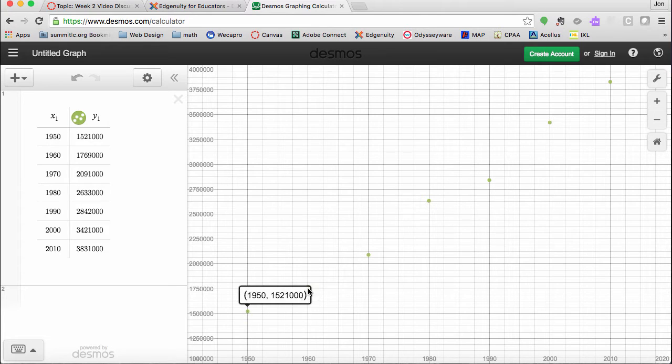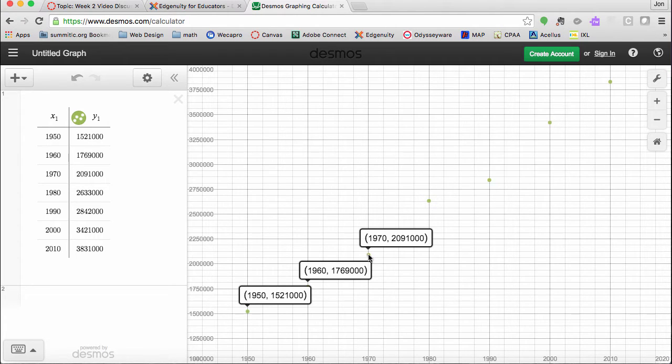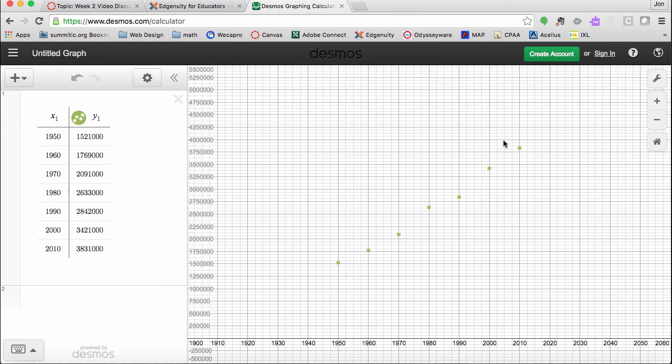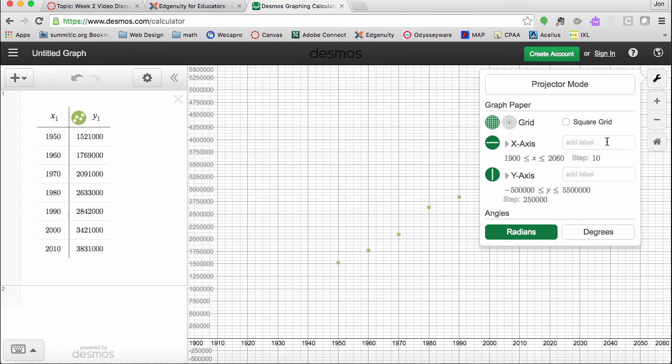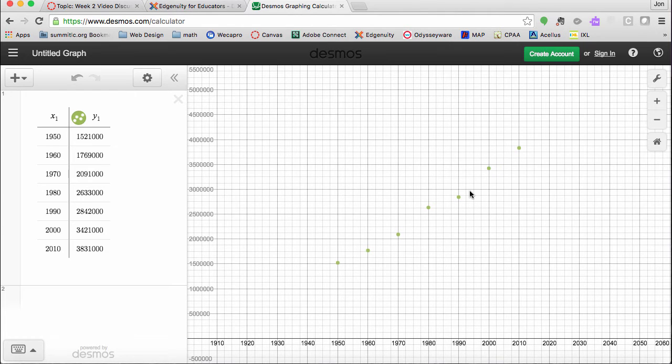Now I can see all the points, right? This is the Oregon growth data. And you may want these points on, you may want them off. I'm going to leave them off because they're kind of big and they cover up a lot of stuff. But we've got the points. I can zoom out a little bit more if I want to, and I can adjust it. Maybe there's too many lines. I can go back to my graph and I can change the steps. Instead of going up by every 250,000, I could say let's go up by 500,000. And that looks a little bit cleaner now.